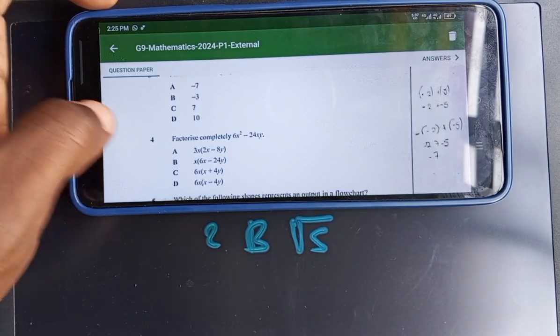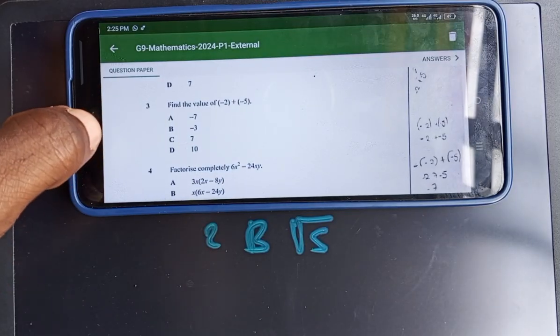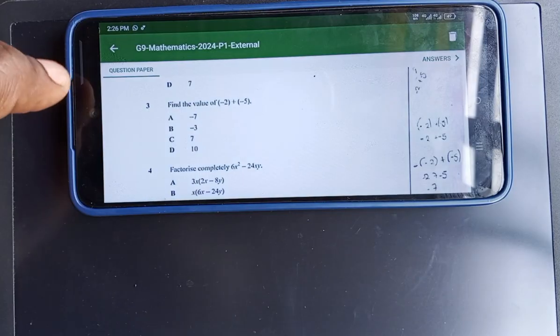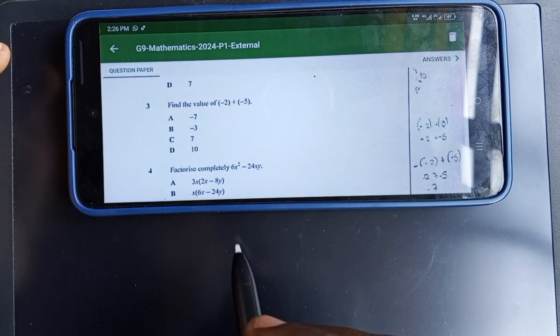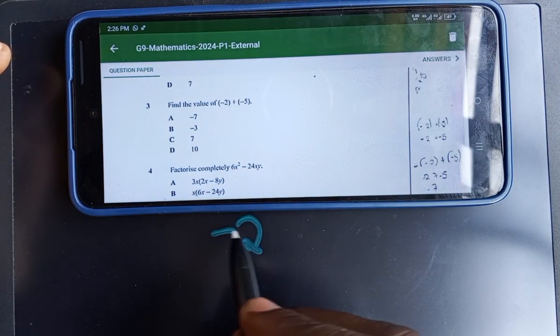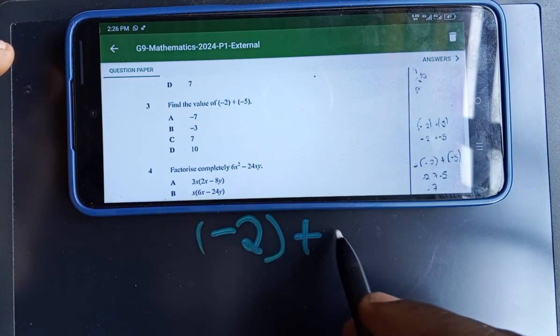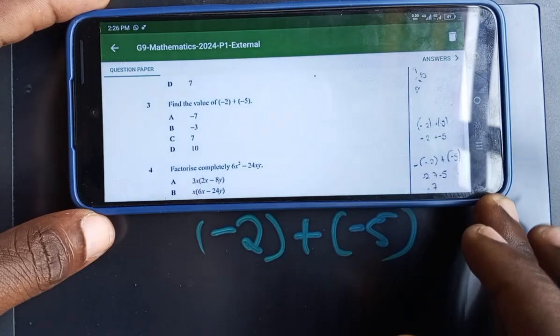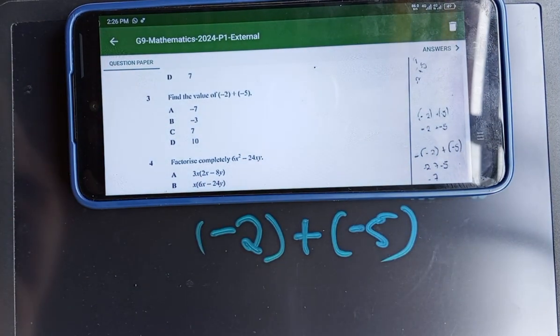Okay, let's move to number 3. Number 3 is saying, find the value of -2 plus, open bracket, negative 5. -2 plus -5. Now, remembering to do integers.